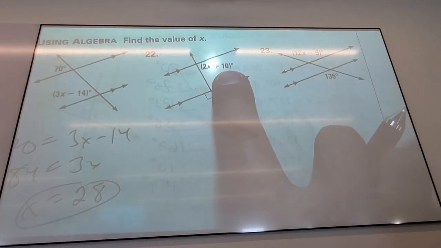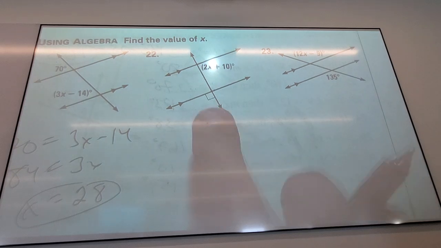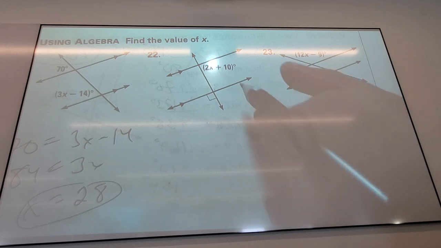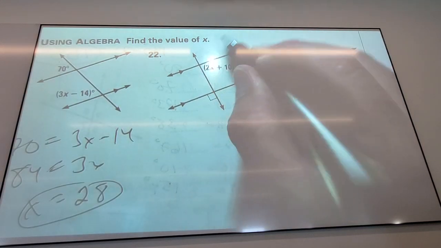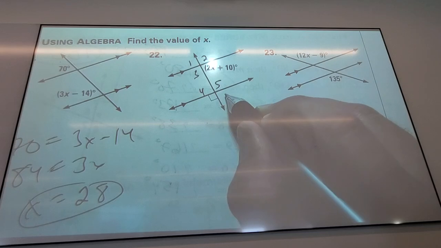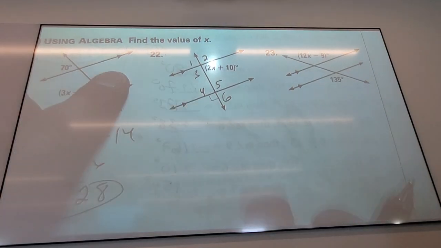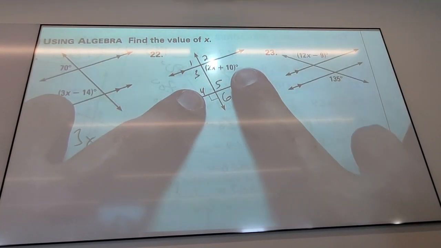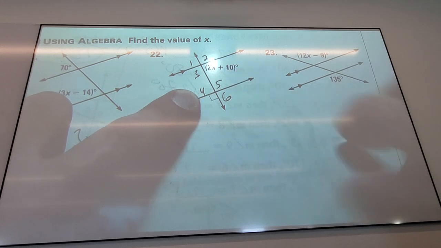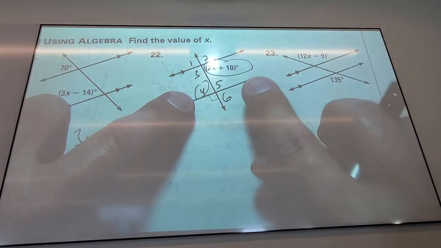But what's the situation here? These two aren't necessarily directly related, correct? But as I told one group, if you kind of label the other angles, what's true about angle 4 and this angle, for example? What's true about these two?